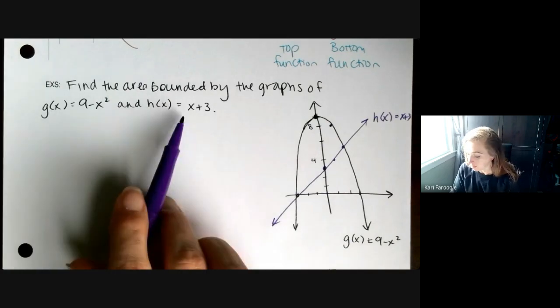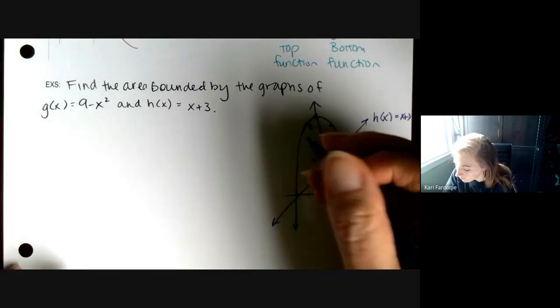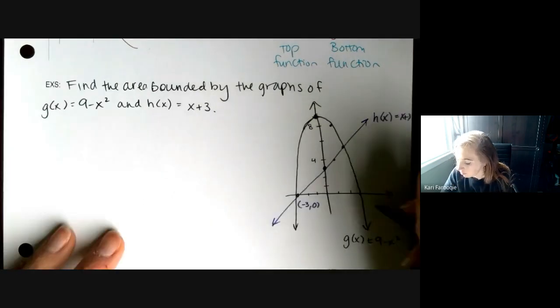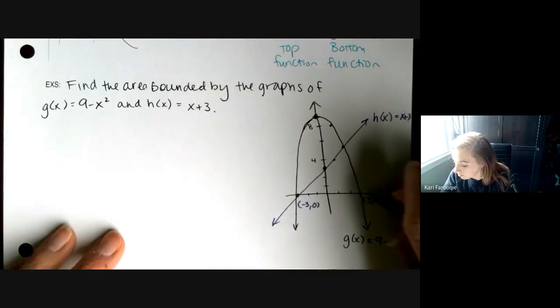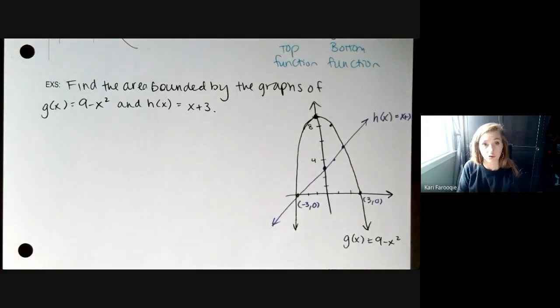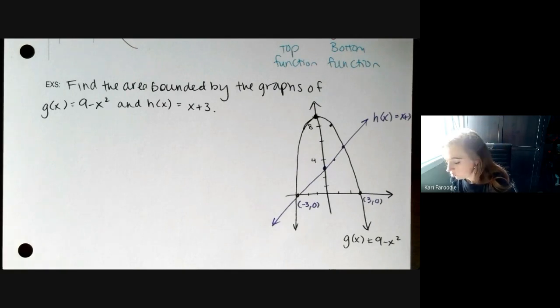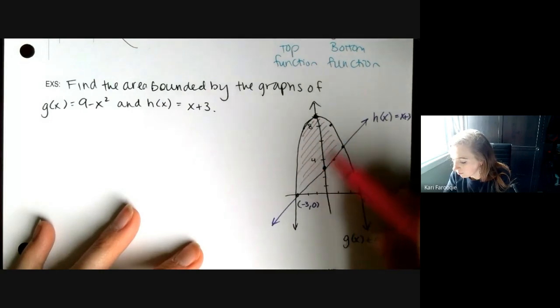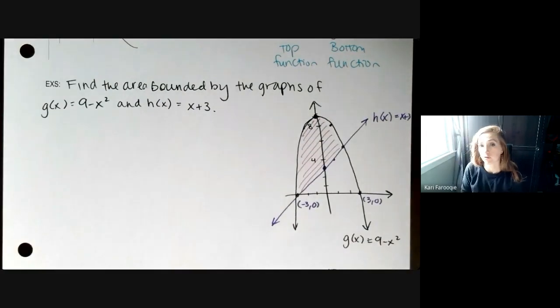Okay. If x is -3, h of x is 0. So this will be the point at -3, 0. There's a point here at 3, 0. And then what we're trying to do is find the area between the two graphs. And the area between the two graphs is going to be in here. So this is what we're trying to find right now.